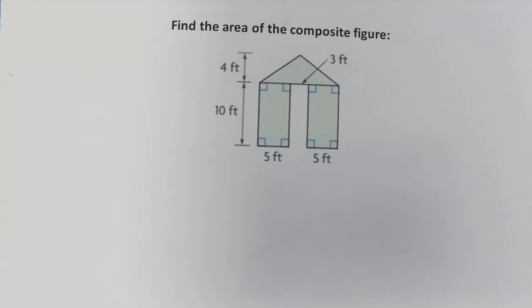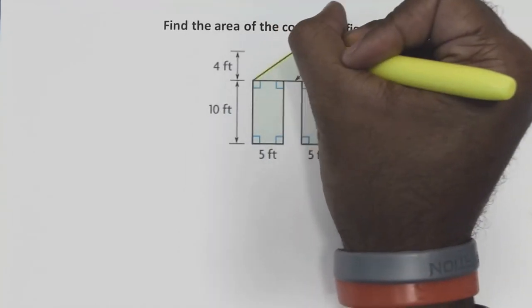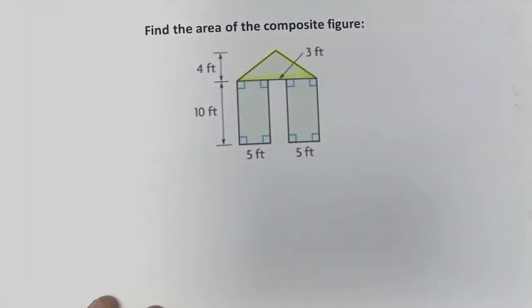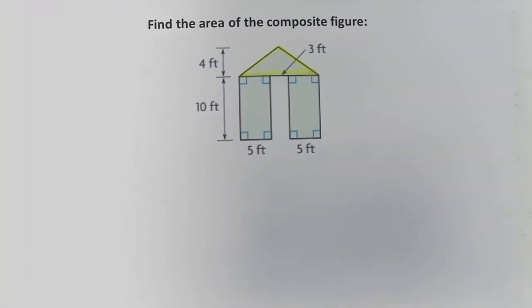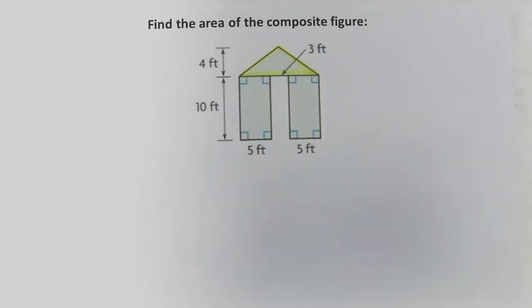You're right, there is one triangle. So one triangle and two rectangles. How do you know that they are rectangles? Correct, because they have 4 right angles. Good job. So separate the figure into 3 pieces.